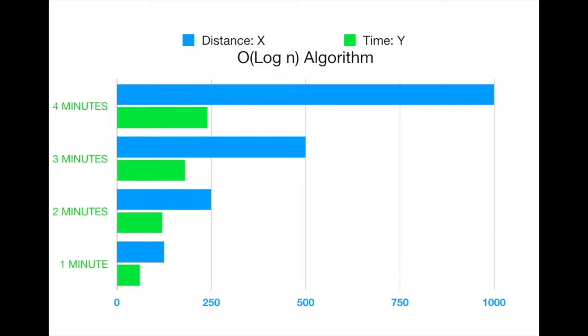So the O(log n) algorithm, or the logarithmic function, basically the distance doubles as time goes on. So if you see the blue lines, which is the distance, you'll see that it doubles as the green line extends out or up. And that is the O(log n) algorithm.